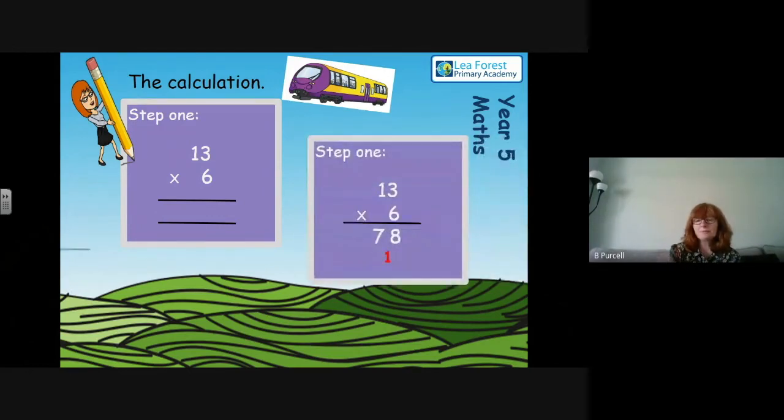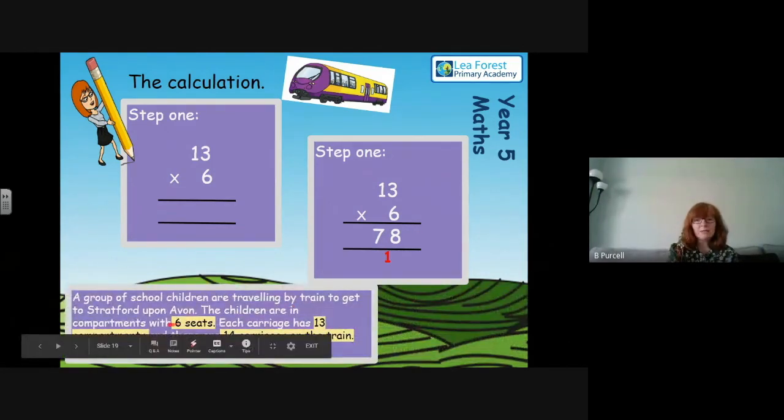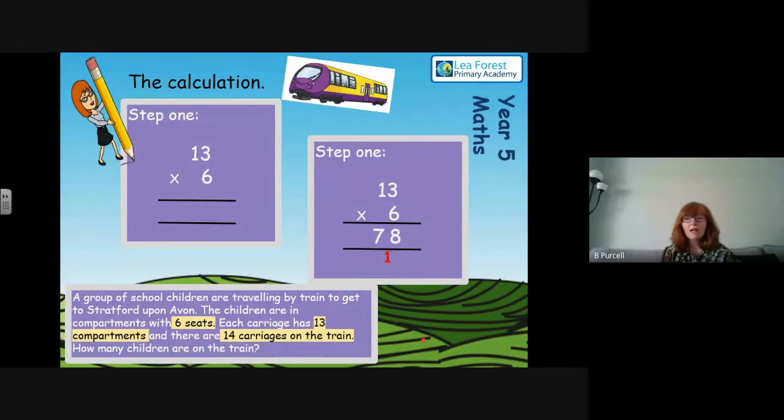Okay, so 13 times 6. So 6 times 3 is 18. 8 carry the 10. 6 times 10 is 60, and one more is 70. So step 1, 78. So I've got this information of 78. And now I've used these two pieces of information, 6 seats and 13 compartments.